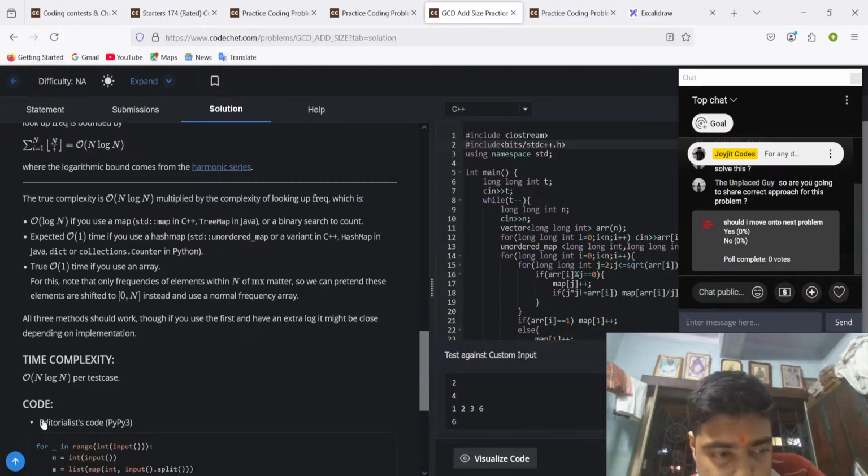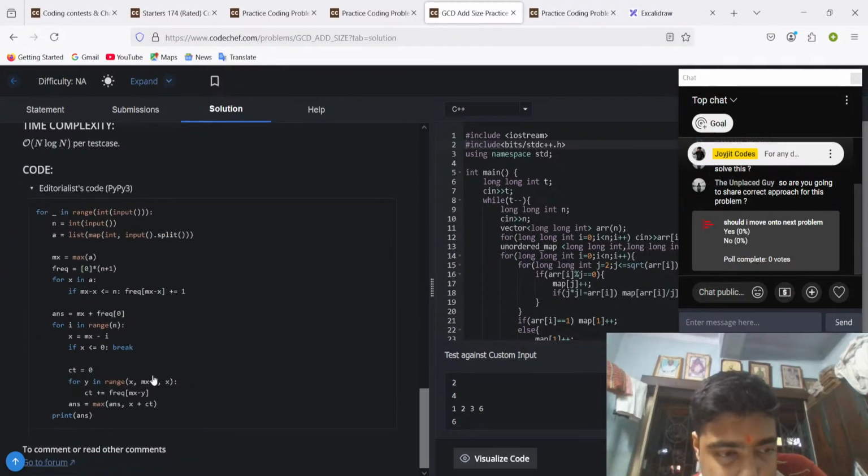If you want to go through the code, I'll walk you through the code of the editorial. Very simple code. What he is doing is making the frequency map, that is 0 into n plus 1, that is there n plus 1 elements of 0. And he is finding the range, and if mx minus x is lesser than or equal to n, then frequency of mx minus x plus equal to 1, that is just incrementing it. Then answer is equal to mx plus frequency of 0. For i in range, x is equal to mx minus i. If x is lesser than or equal to 0, break. Yeah, obviously you have to break it up, and ct is equal to 0. So this is basically the code.